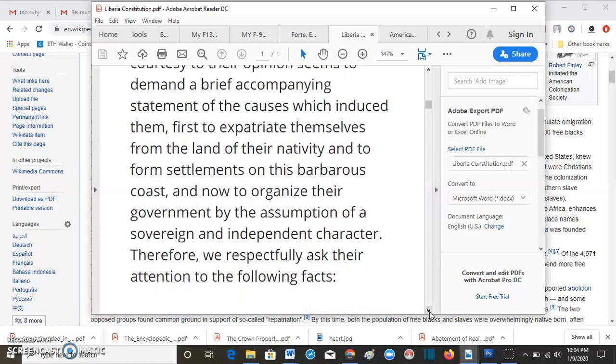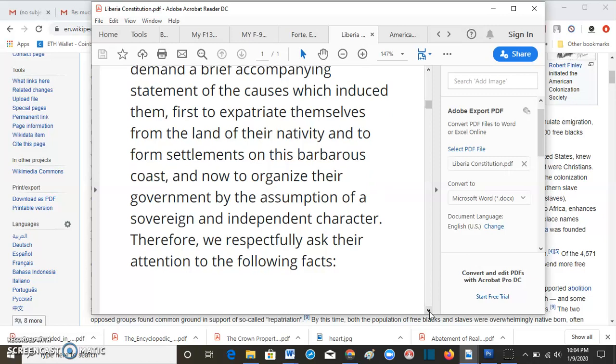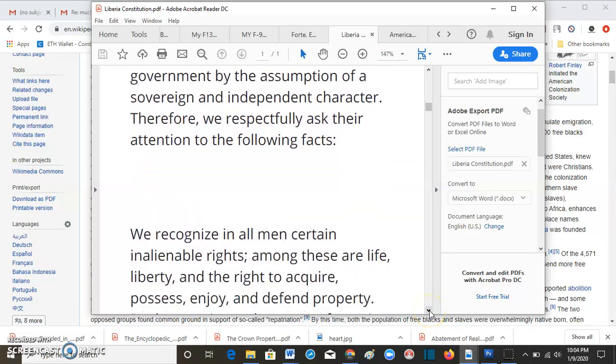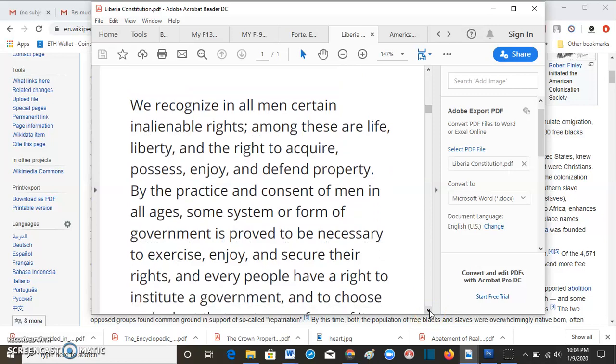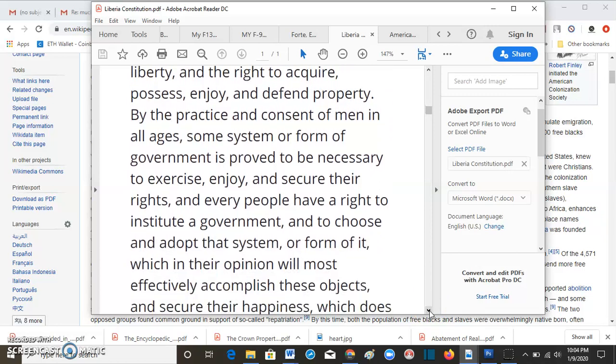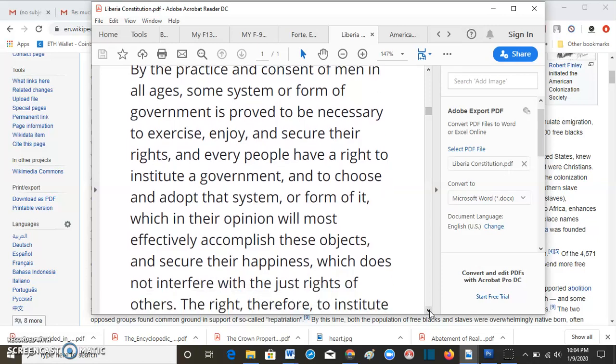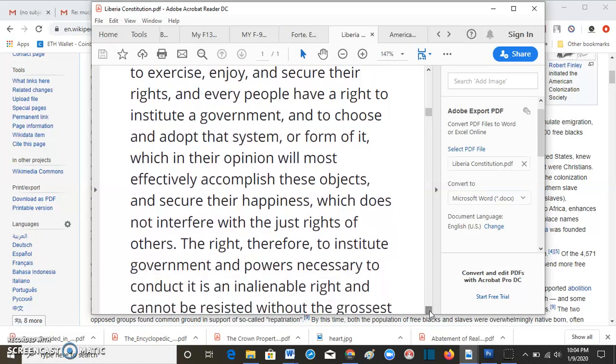a brief accompanying statement of causes which induce them first to expatriate themselves from the land of their nativity. You see that? And to form settlements on this barbarous coast, and now to organize their government by assumption of a sovereign and independent character. Therefore, we respectfully ask their attention to the following facts. This is a body bag, man. We recognize in all men certain inalienable rights. Among these are life, liberty, the right to acquire, possess, and enjoy, and defend property by practice and consent of men in all ages. Some system of men, form of government is proved to be necessary to exercise.